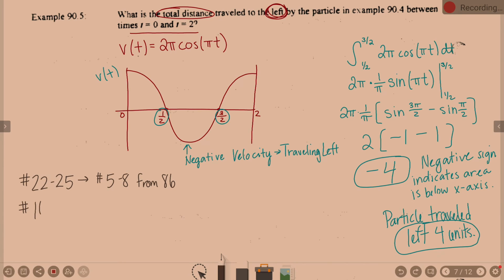Okay, I'm writing your few changes here. Okay, 22 through 25 are going to be 5 through 8 from 86. I can't remember if they were problems I just didn't want you guys doing or if they came from 86 originally, but, and then 16 is going to be 23 from 87.